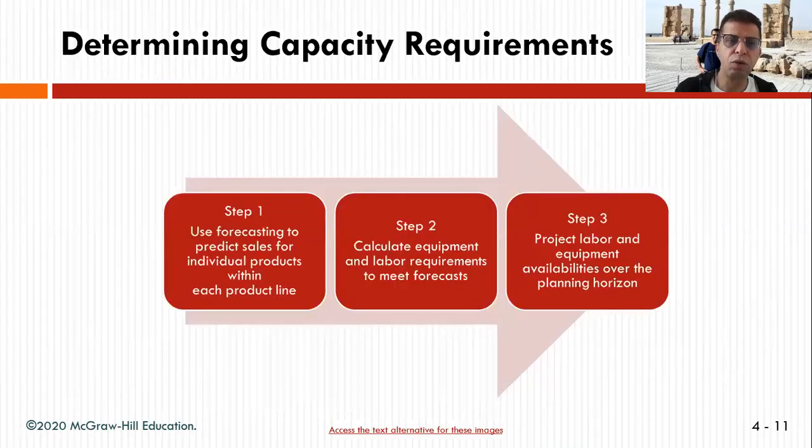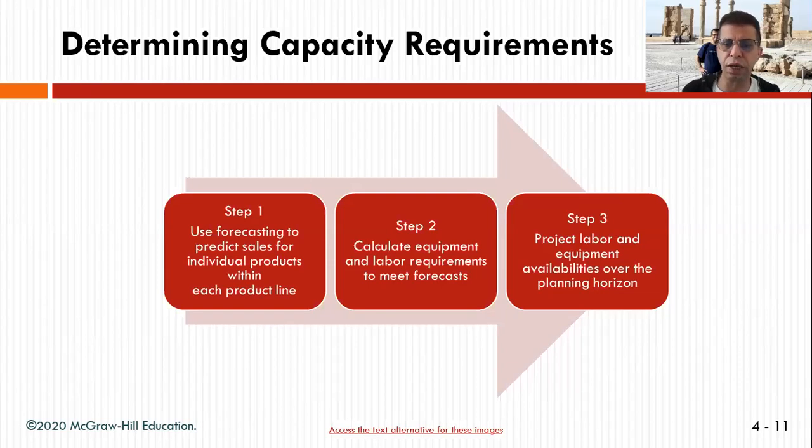So when you see in manufacturing, they need to determine the capacity requirement, and there are 3 steps to it. The first step is to use forecasting to predict the sales level, and usually salespeople will be giving you this forecasting.